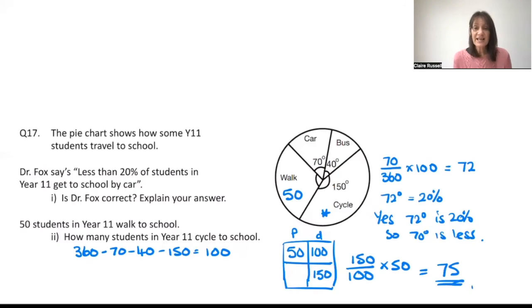As long as you're getting to that 75, it doesn't matter what way you're doing it, as long as that method is clear so that you're showing the examiner you have a secure way to do it. But ideally, you will be using what we've seen in the course and making that work for you.